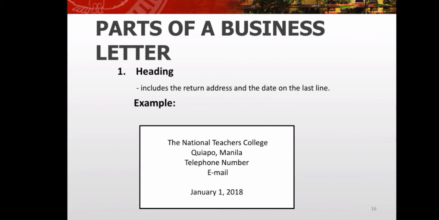The parts of the business letter. First, the heading. The heading contains the return address with the date on the last line. Sometimes it is not necessary to include the line before the date, with a phone number, fax number, or an email address. Often, there is a line skipped between the address and the date.